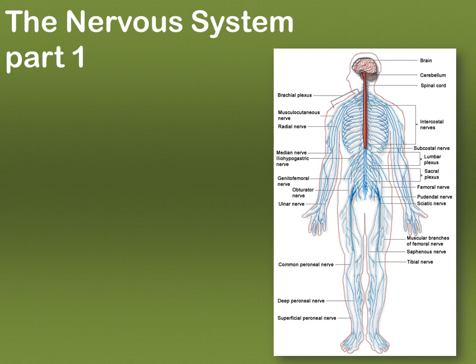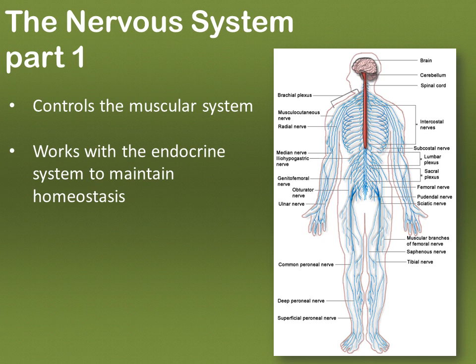The nervous system is a network of specialized cells that conduct electrical messages throughout our body. These messages end up controlling our muscular system, all the muscular contractions of our body, as well as our endocrine glands in order to maintain homeostasis, urging those glands to secrete hormones.